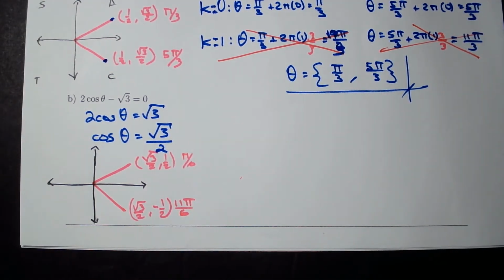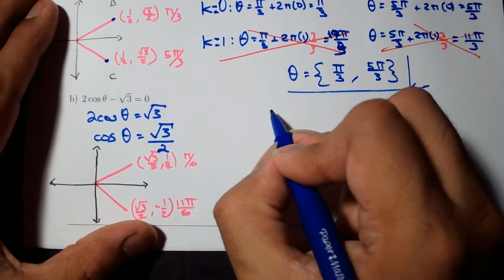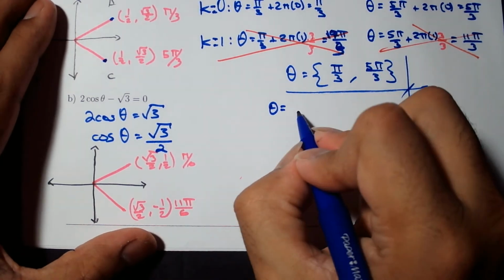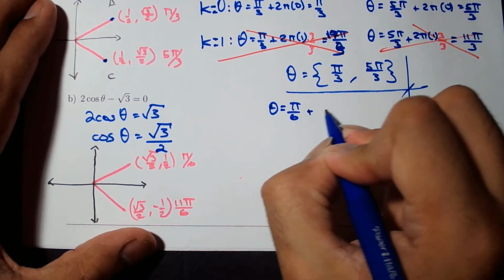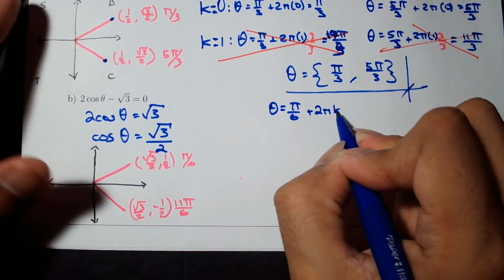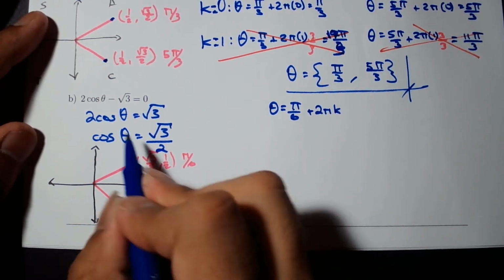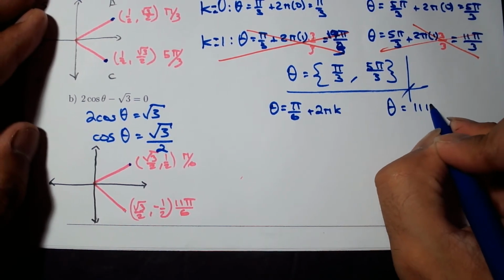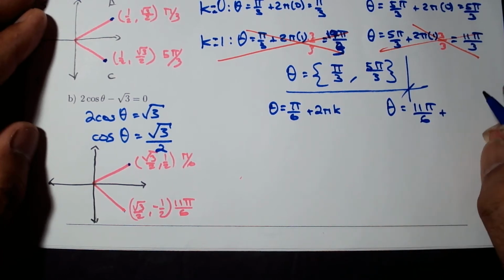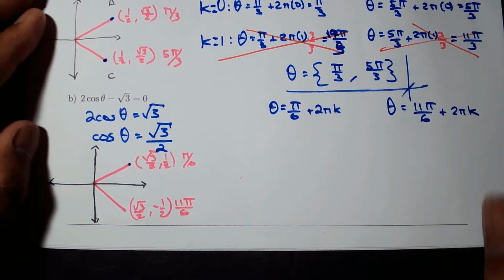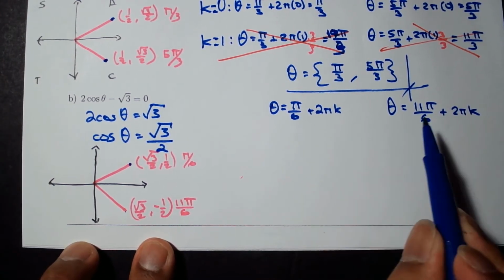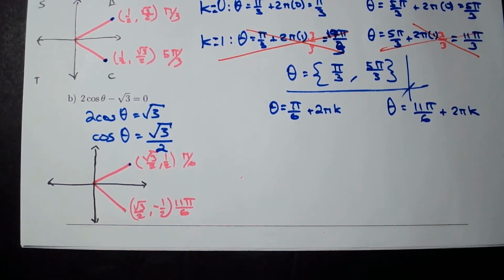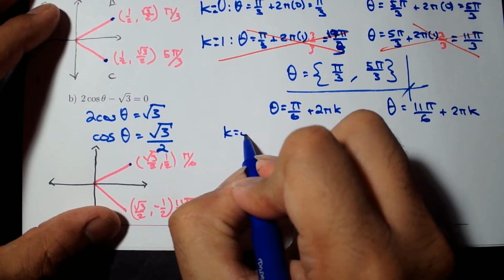All right, so that means that the expressions for the solution are going to be, on the one hand, theta equals pi over 6 plus 2 pi k, where k is an integer. Again, we're going to do multiples over here, and theta equals 11 pi over 6 plus 2 pi k. So the general formulas for the solutions are going to be these two. So now we're going to start doing k equals 0.